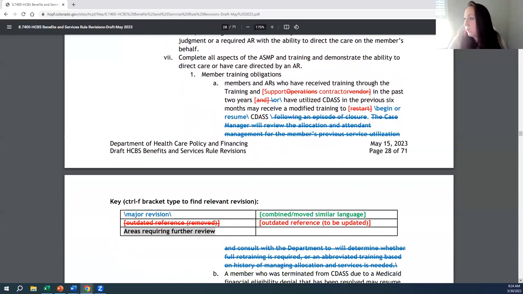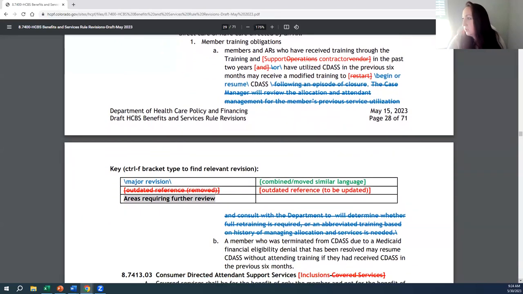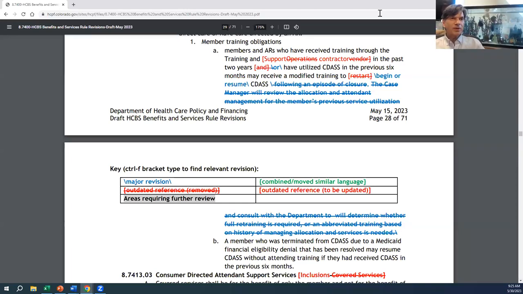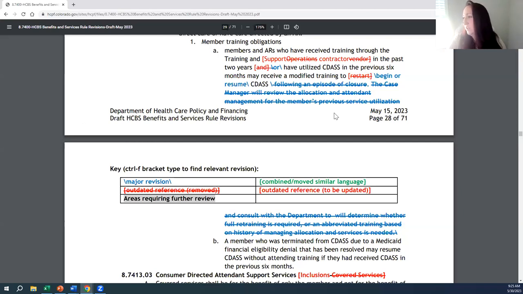Under A, under member training, this is just to begin or resume following an episode of closure, the case manager will review the allocation. I can't for the life of me remember why we blue lined it. I know that I had asked before and I can't remember now. Steve, do you remember why the blue line? I believe because it was something new that still is being stricken. Sorry, it was just because it was pointing out that there was language that was being removed, that it actually was a change in removing the language. That's right. Thank you so much. Okay, so here was language that we are actually removing, and that is why it's in blue and blue lined.